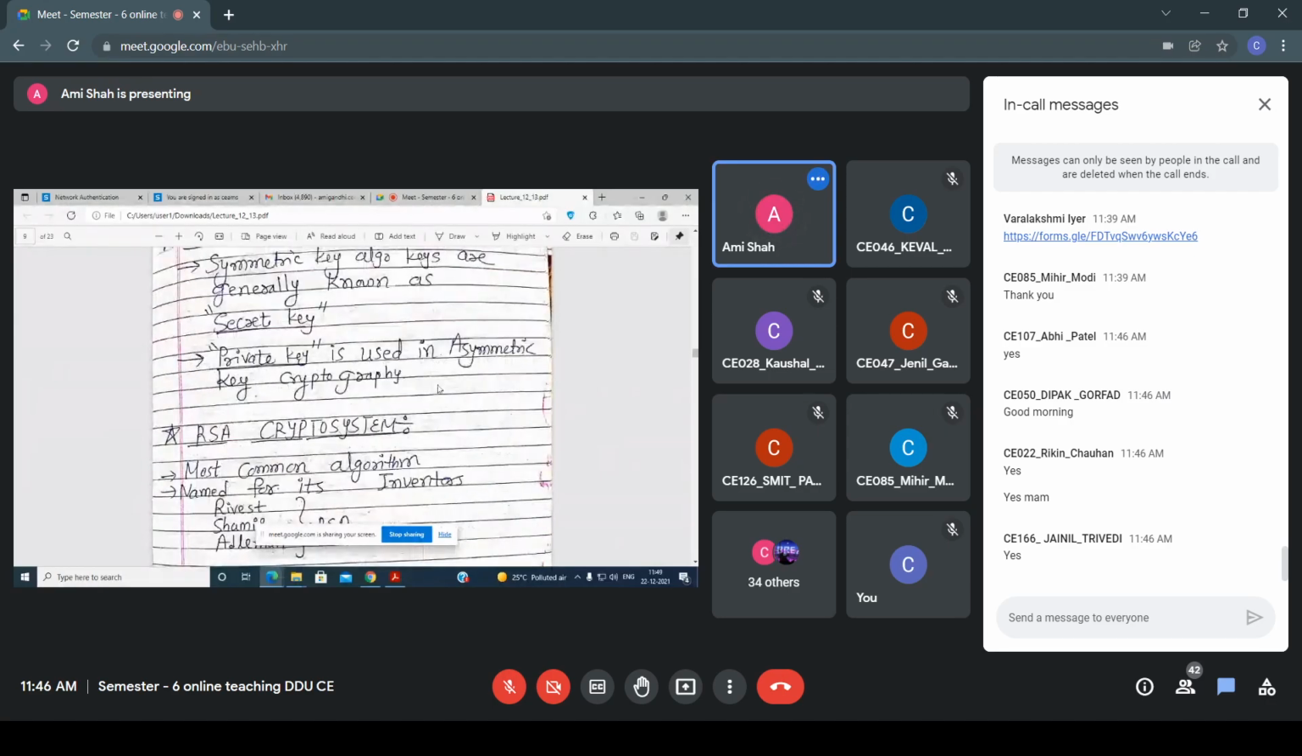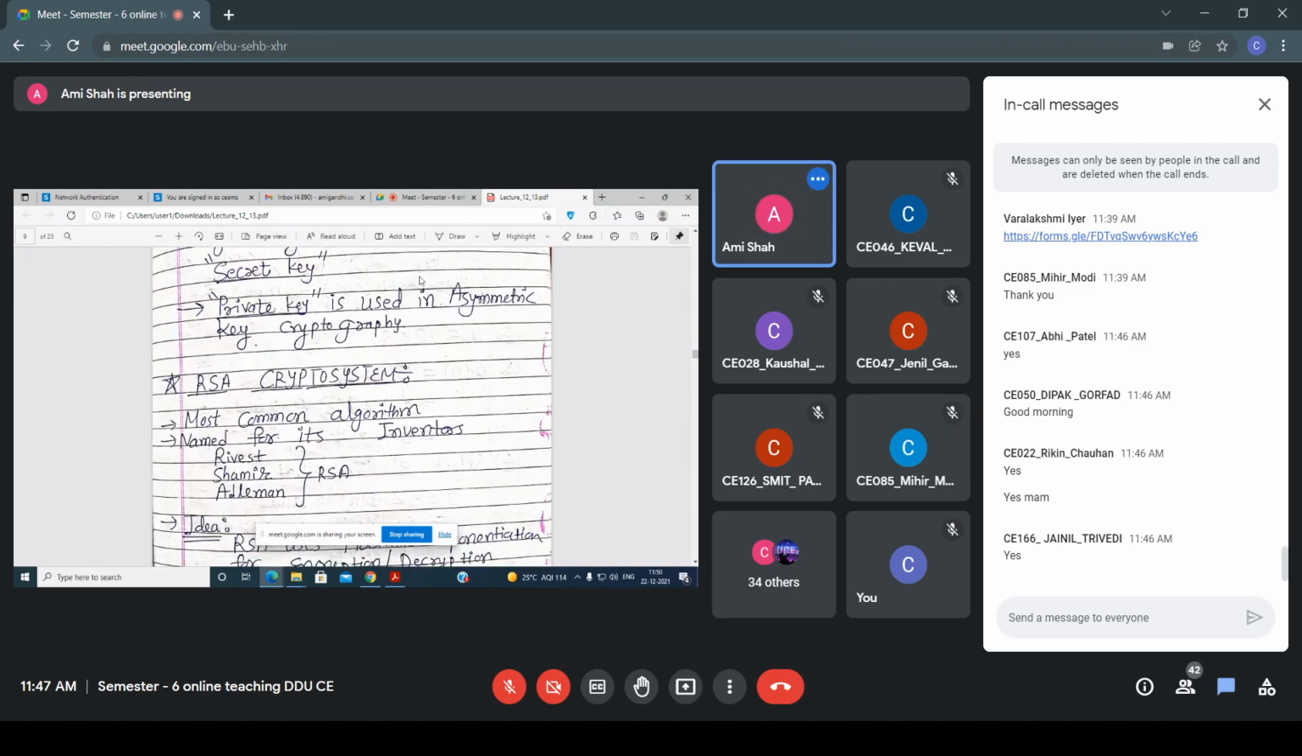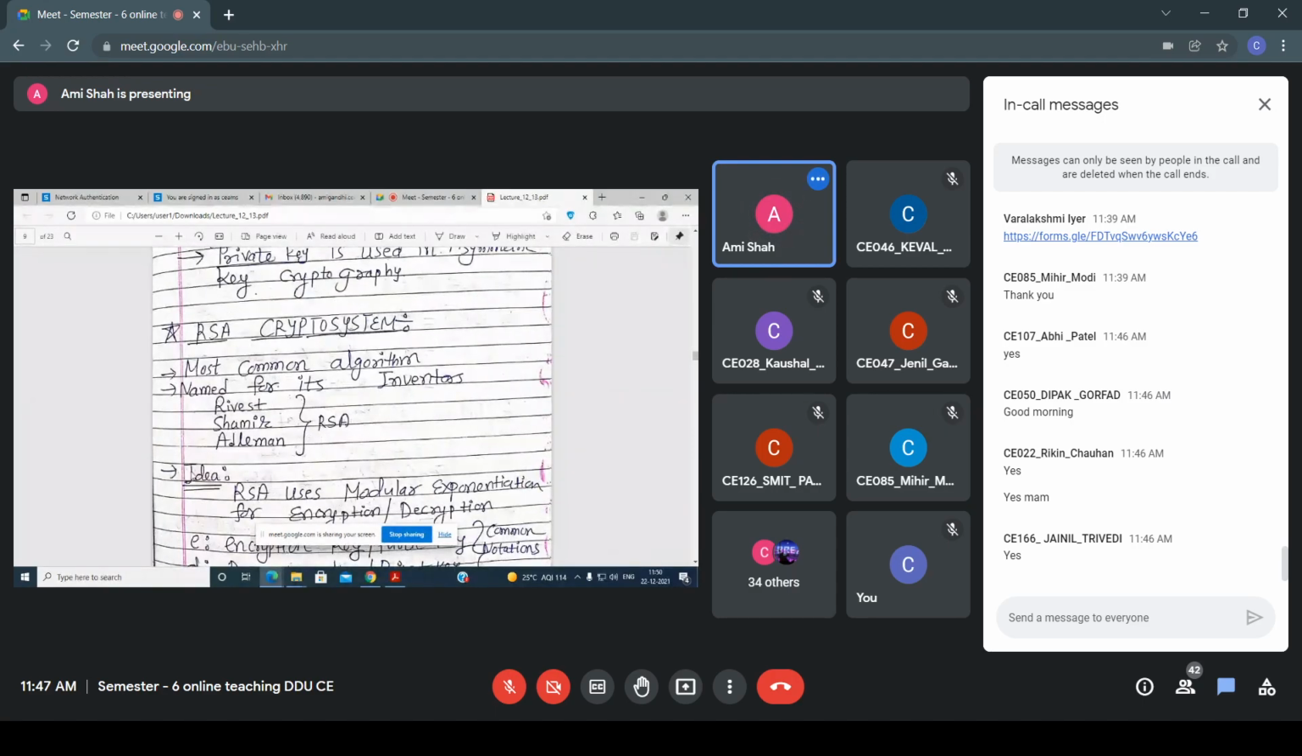One point you have to remember: in symmetric key algorithms the key is generally known as a secret key, and the private key is used in asymmetric key cryptography. This is the term that you have to remember. Now, after this I want to explain the RSA algorithm. It is the most common algorithm, and it is named for its inventors Rivest, Shamir, and Adleman. These are the three inventors. The idea is that RSA uses modular exponentiation for encryption and decryption.